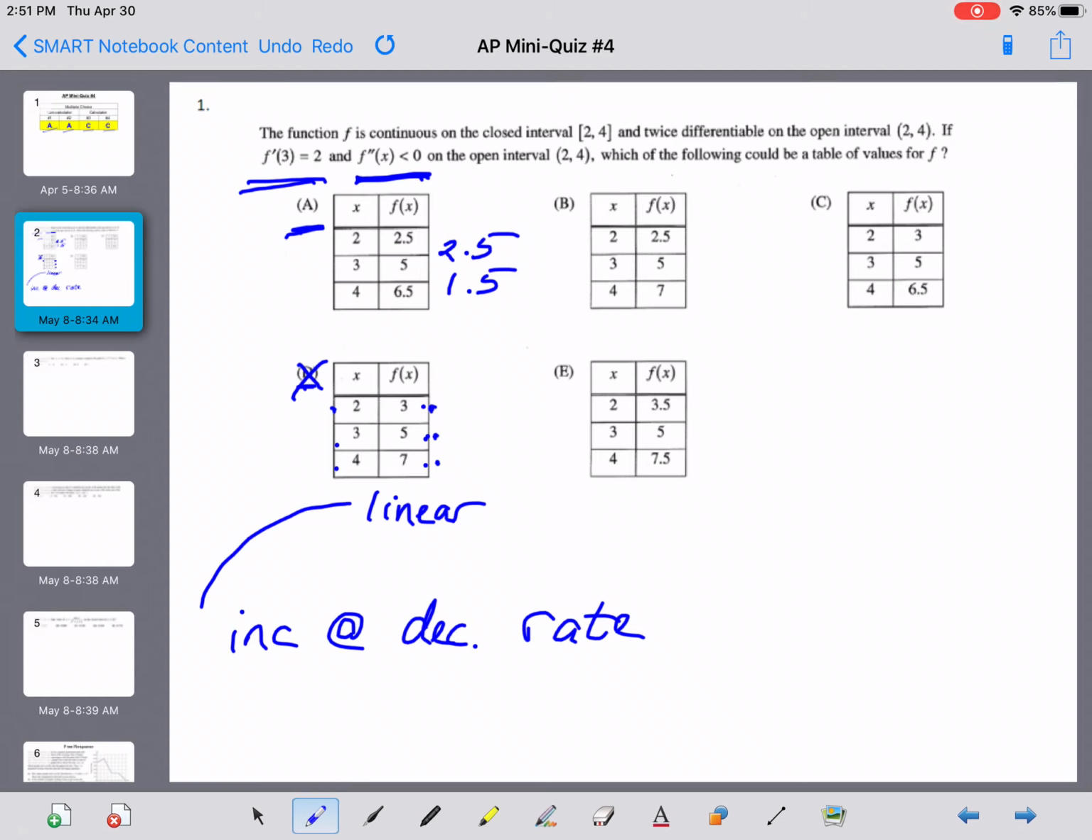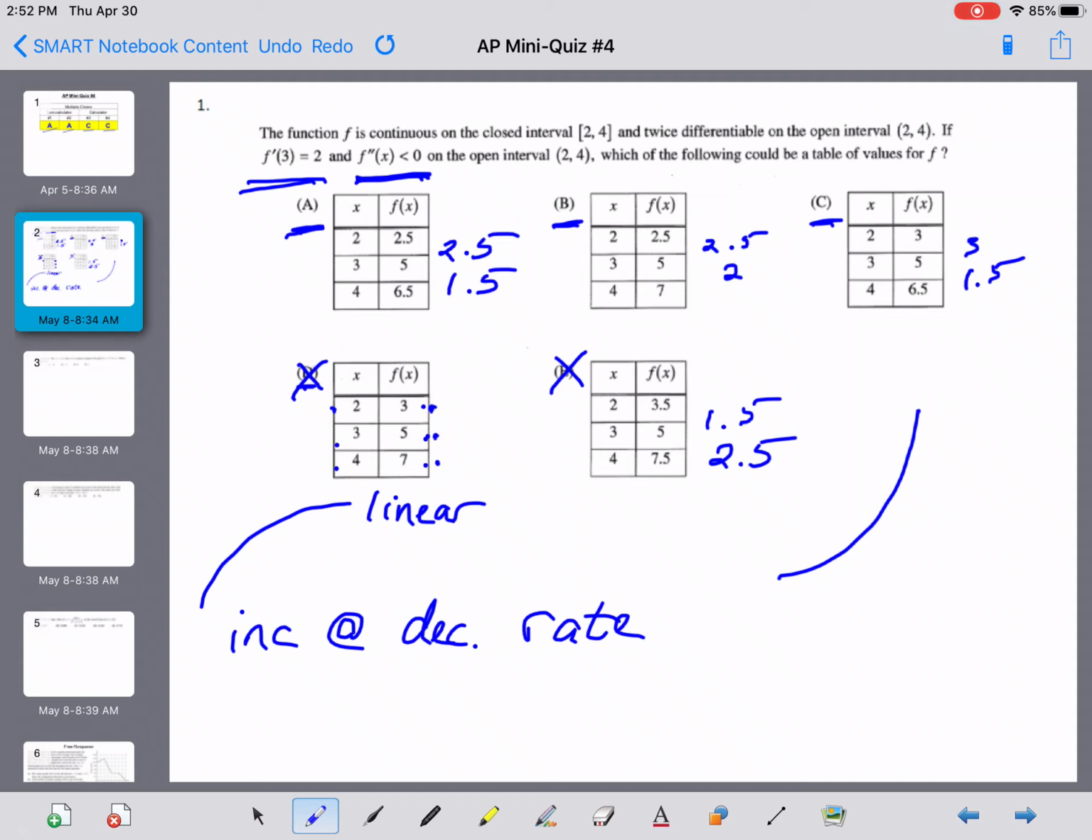Let's take a look at B. From 2.5 to 5 is an increase of 2.5, and from 5 to 7 is an increase of 2. Same thing, the answer could be B. Unfortunately here, guys, C, we have an increase of 2 followed by an increase of 1.5, so it could be C. If we take a look at E, from 3.5 to 5, we increase by 1.5 and then by 2.5. E is one we're going to have to throw out because E is a function that's increasing at an increasing rate like that. So we're down now to 3 possibilities.